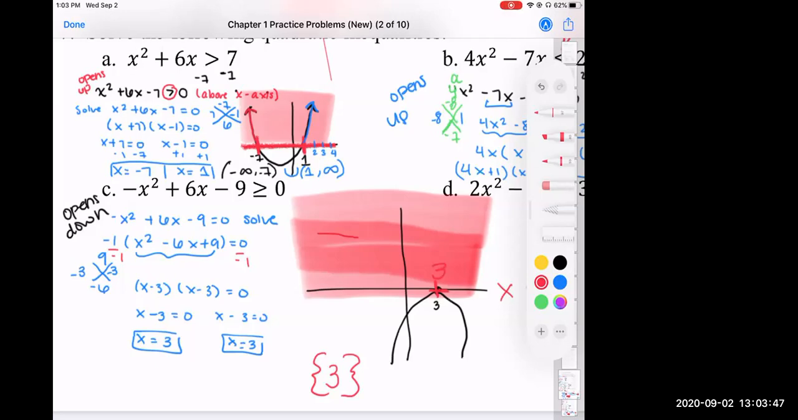Now, what if there wasn't an equal to and there was just a greater than? Then that would be an open circle and there would be no point touching the x-axis. Nothing. So if that were a greater than and not a greater than or equal to, then it would be no solution. There'd be nothing that fits that criteria. Just wanted to mention that.